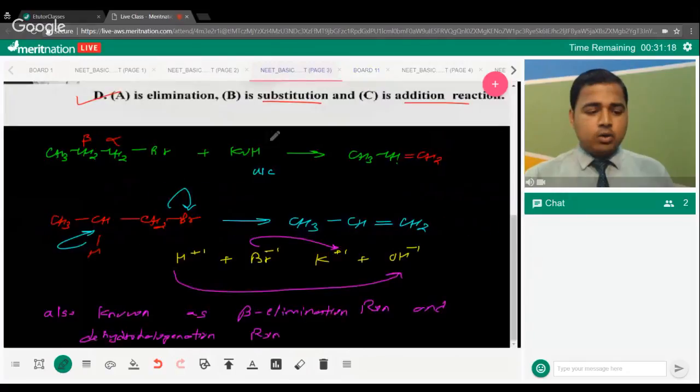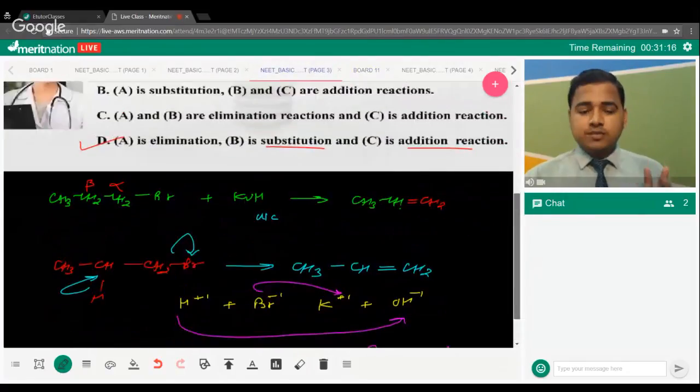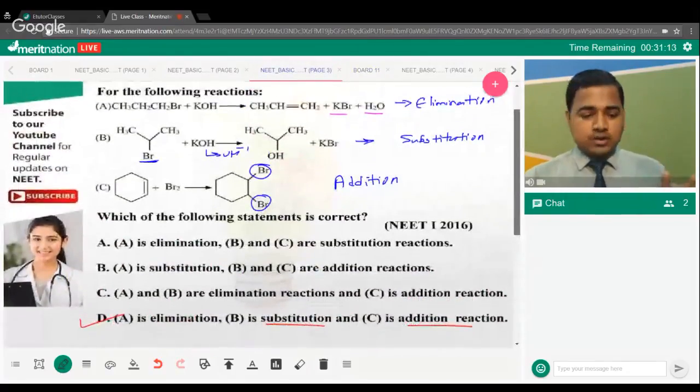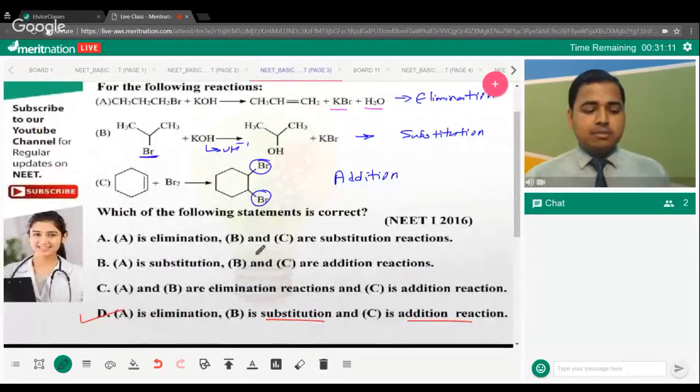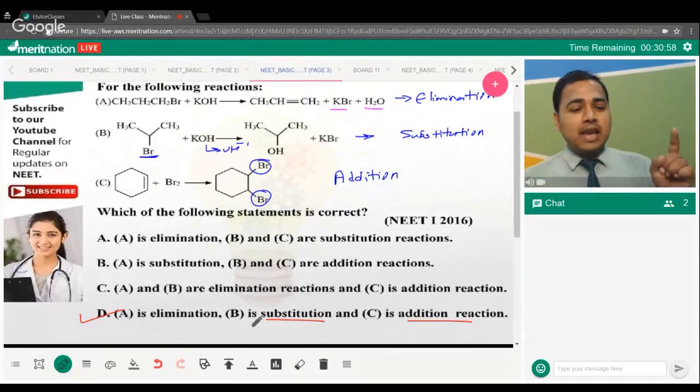Let's have a look by applying both of these concepts. Don't go with the third reaction. First of all, apply the concept. A is elimination, B and C substitution, so it can be the answer. A is substitution, no, never. A and B are elimination, no, never. A is elimination, B is substitution. Wow. So once again we have a choice between A and D.